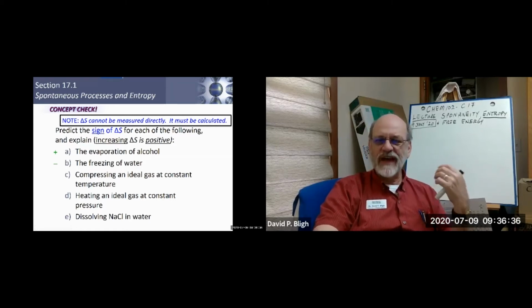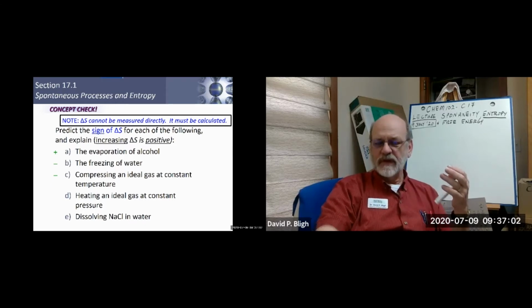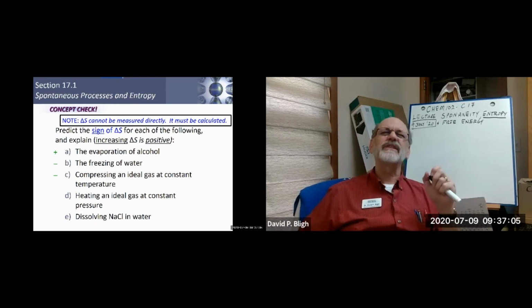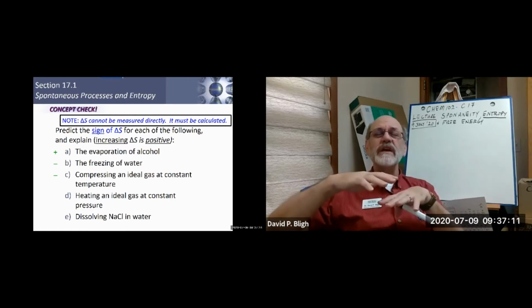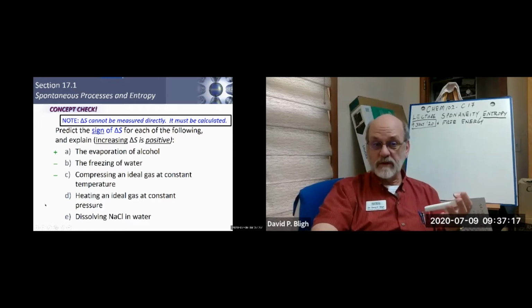What if we compress an ideal gas at constant temperature? You're forcing the same number of molecules in that gas into a smaller space. So you're decreasing the number of possible microstates that they can occupy. So you should expect that also to be a negative change in entropy. What if we heat an ideal gas at constant pressure? What happens when you heat a gas at constant pressure? Didn't say anything about the volume. So if the pressure is constant, that means you heat it, the volume has to increase. So that would be an increase in entropy, correct?